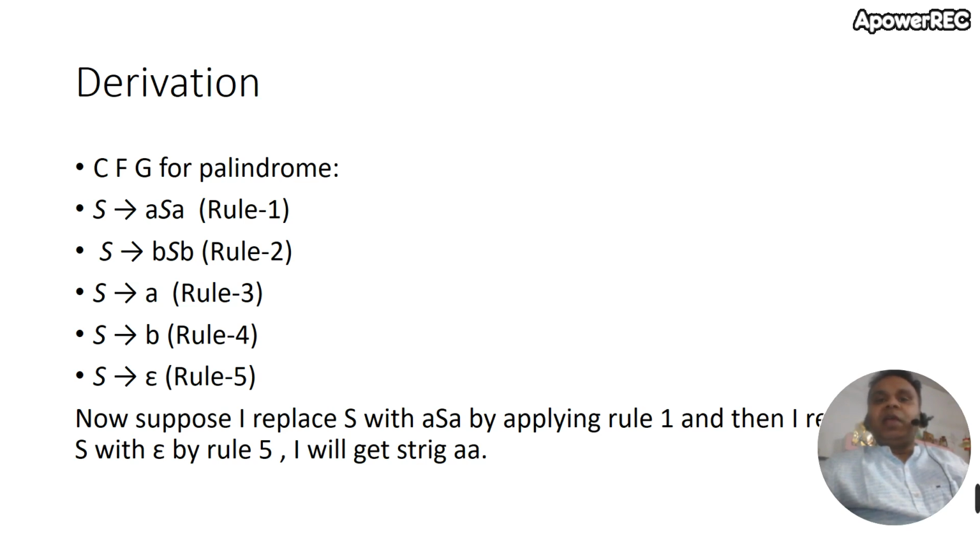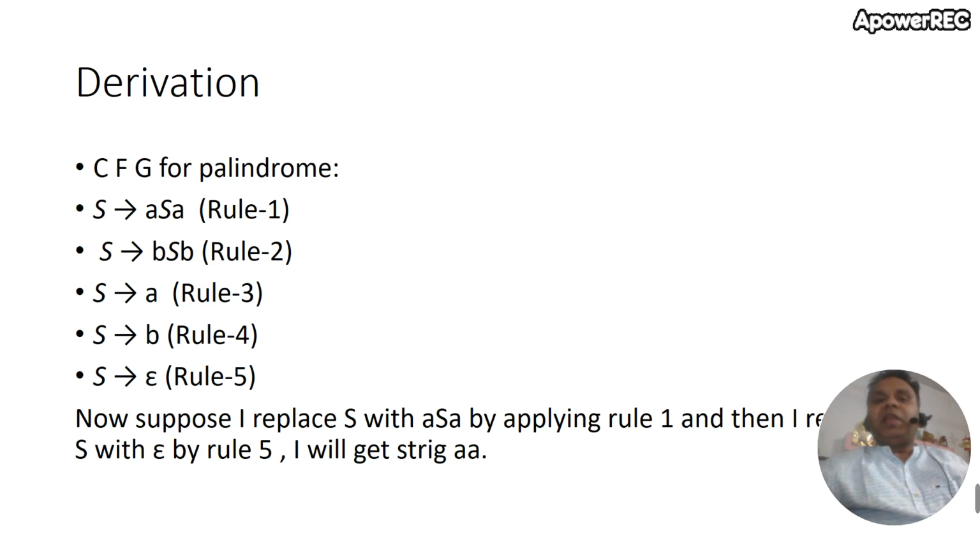If you see, suppose I replace S with ASA by applying rule 1. So S is replaced now with ASA. Now I apply rule 5 and I replace S with epsilon. So the string which I will get is AA, which was the required string which was needed.